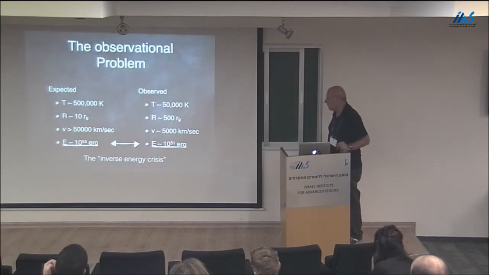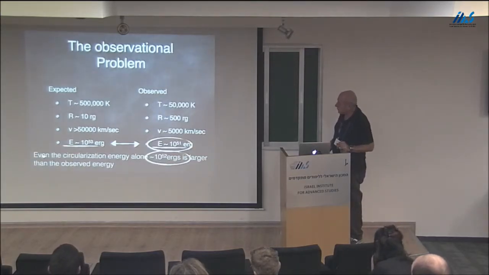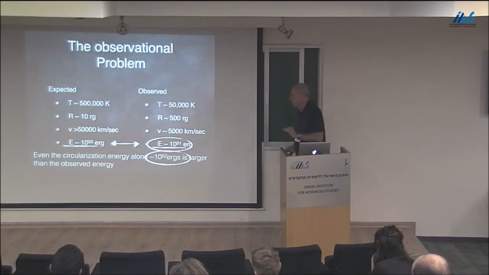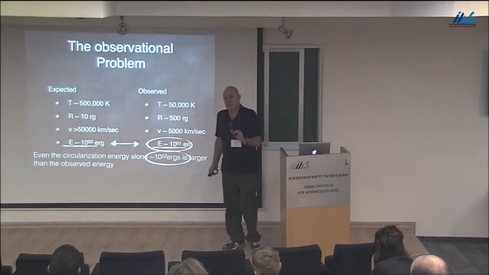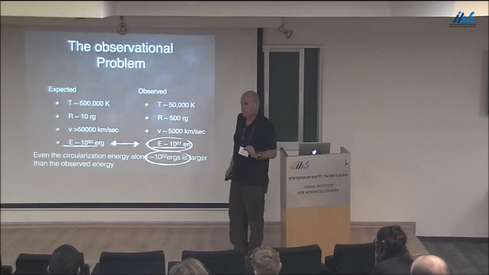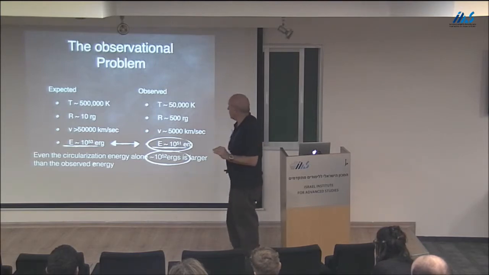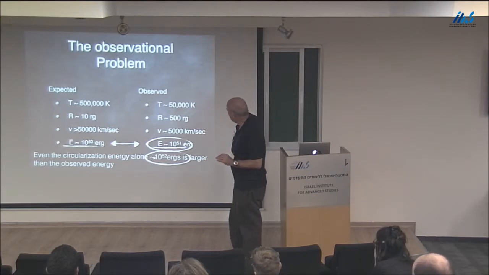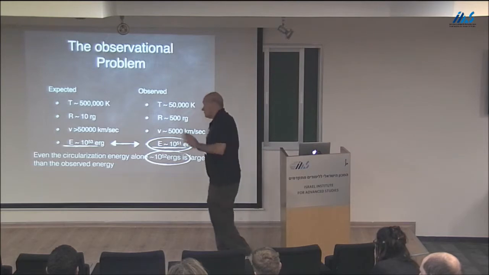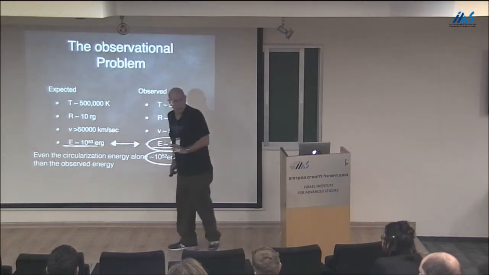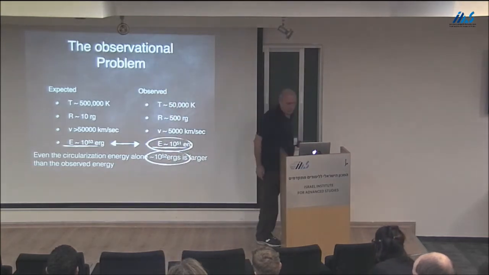So this is the crisis, and I want to stress that even the circularization energy will cause by itself, if you circularize, a slightly weaker inverse crisis, because then just the circularization should release 10 to the 52 ergs, which we don't see. It may be going somewhere, it may be swallowed by the black hole, but we don't see it.